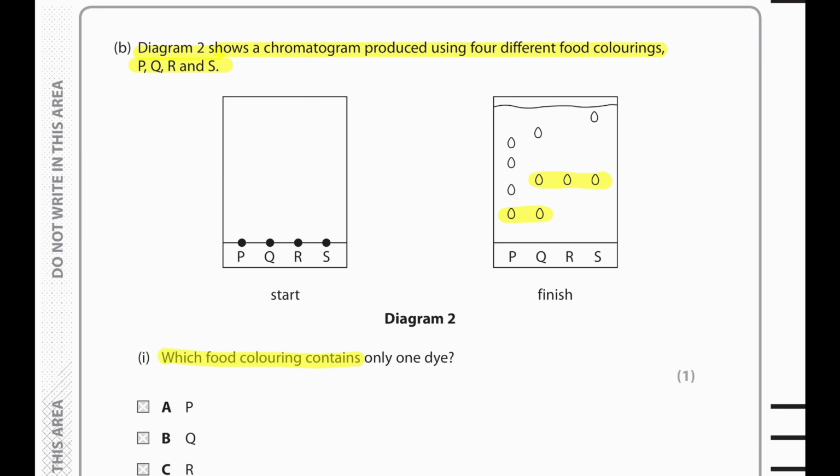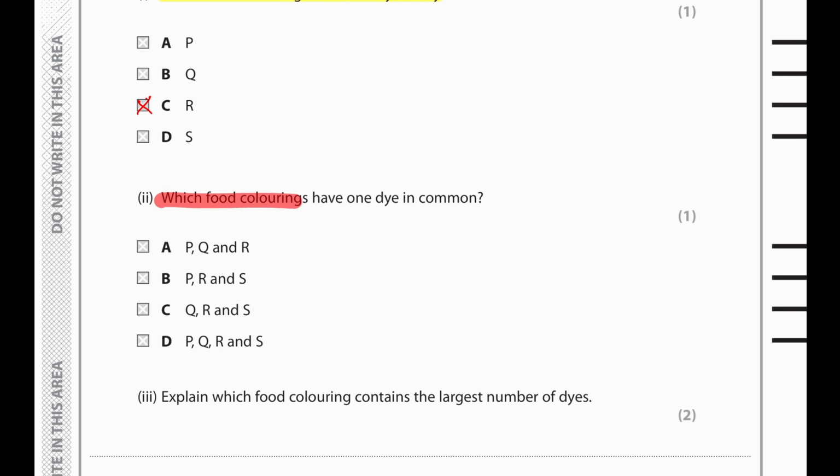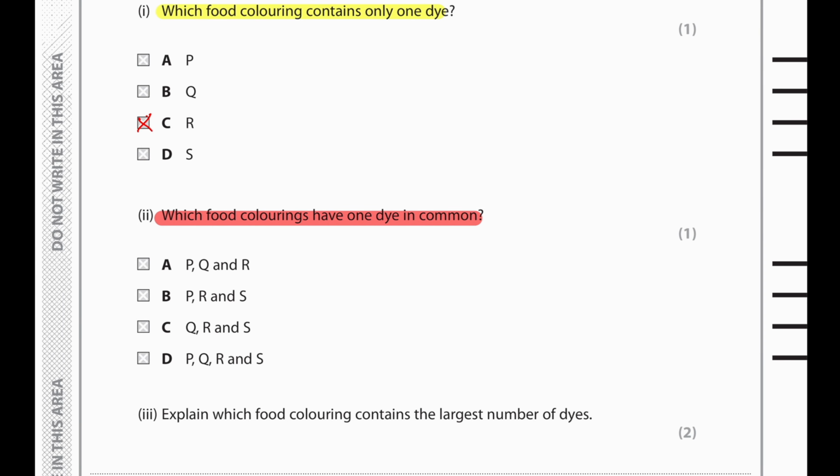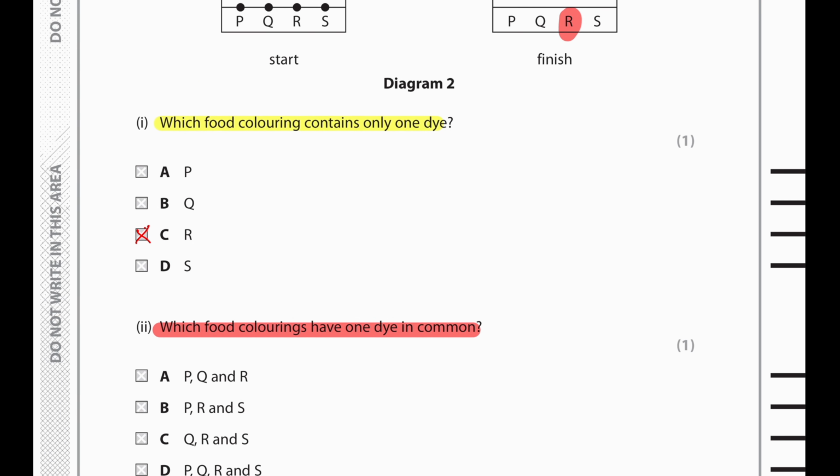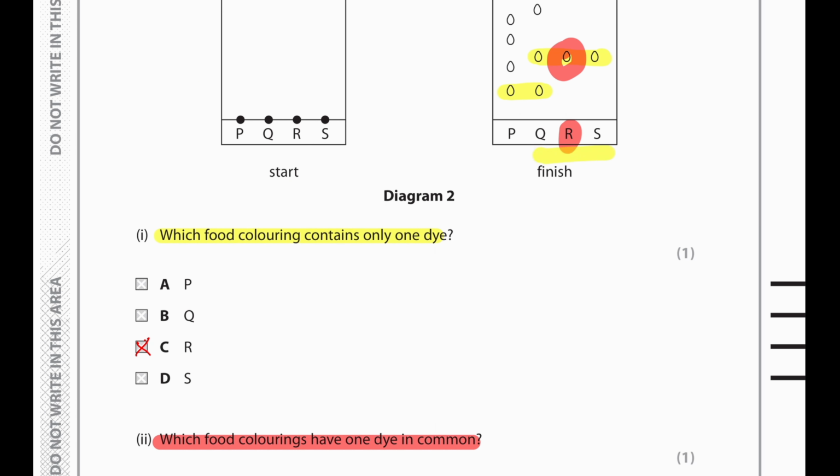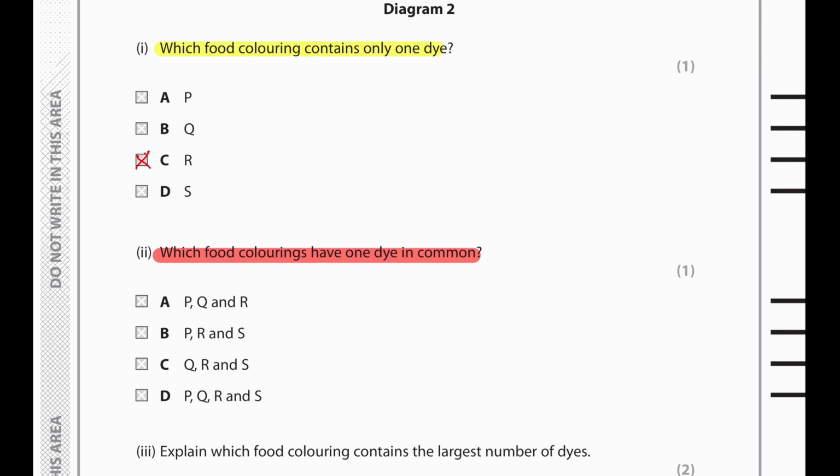Which food coloring contains only one dye? One dye will result in one spot. So we can see R has one spot. Which food colorings have one dye in common? From P, Q, R, S, they give us options. We know that QRS has one dye in common. We can see that here. So QRS has one dye in common.